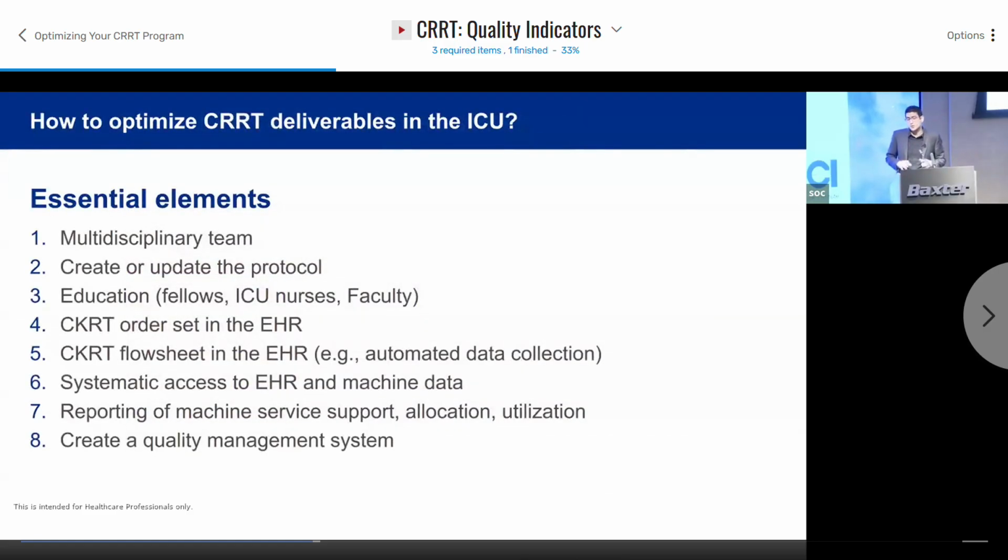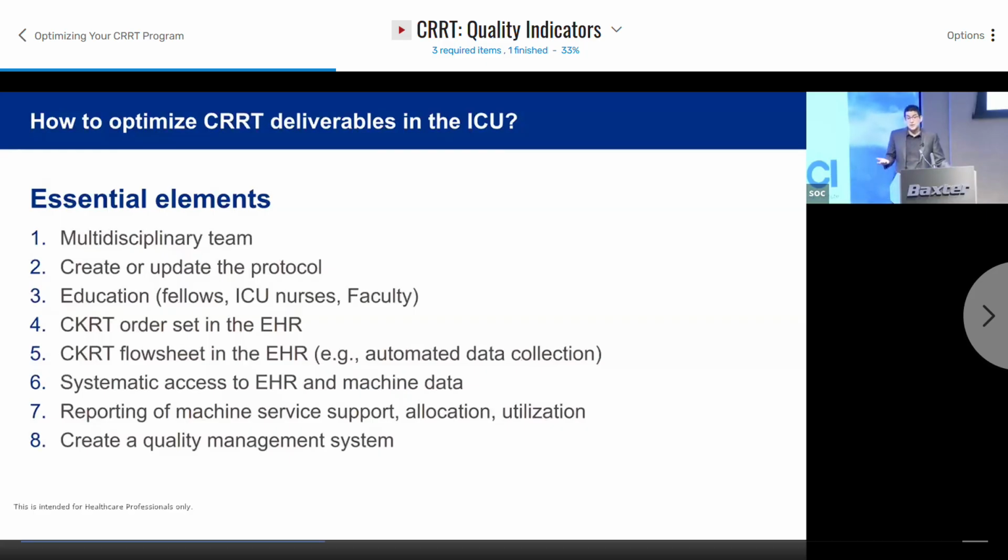Now, if we summarize what will be essential elements to optimize these deliverables of CRRT, very important, the team. And I think Teresa will emphasize on this. If you don't have number one, that's it. You may not have that team assembled, but you need to build it. And build it with patience, with kindness, and being surrounded by the right people.